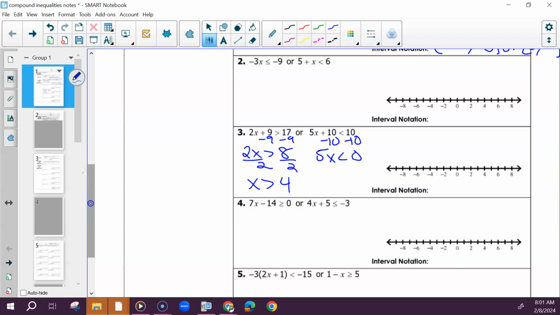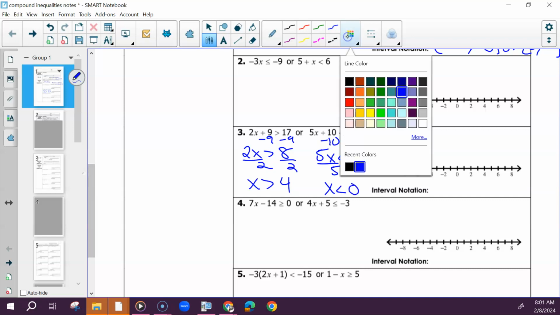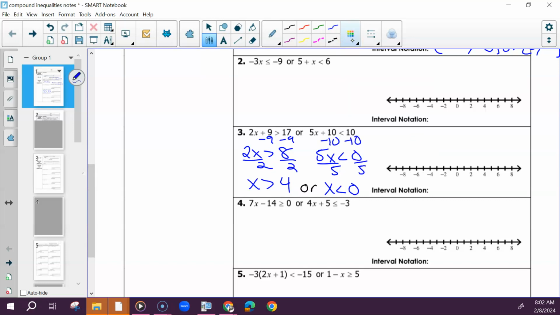Divide both sides by 5, so that x is less than 0. If you want to rewrite this in the order that you graph it, so that the less than is on the left side and the greater than is on the right, you can do that. You don't have to. Go ahead and graph those.